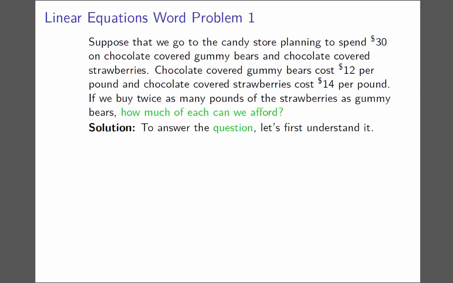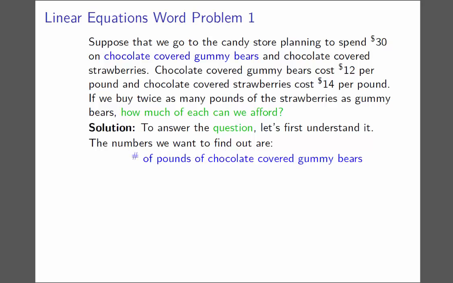To answer the question, how much of each can we afford, let's first understand it. What are the numbers that we want to find out? We need to know the number of pounds of chocolate-covered gummy bears and the number of pounds of chocolate-covered strawberries.